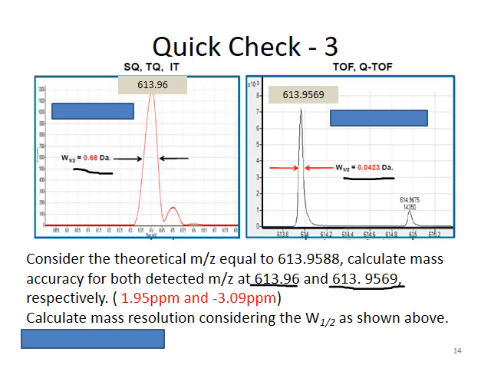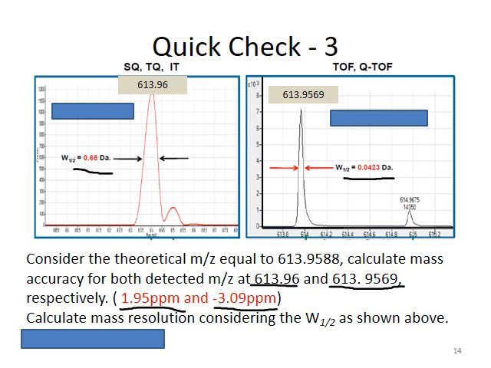So recall the formula to calculate mass accuracy: the measured m over z minus theoretical m over z, and then multiply by 10 to the power of 6. The answer should be 1.95 ppm and minus 3.09 ppm on your left and right respectively.